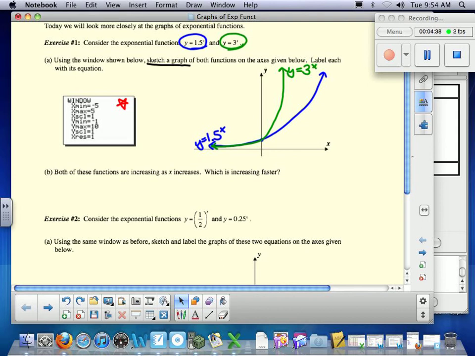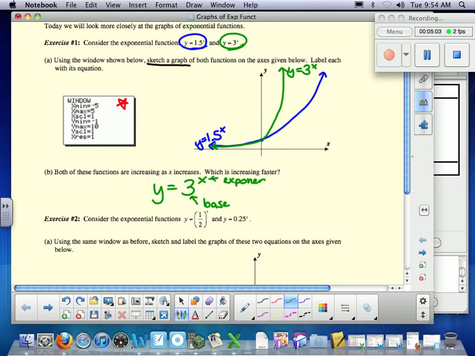So both of these functions are increasing as x increases. Which is increasing faster? Our y equals 3 to the x. It's increasing faster. Now just real quick, 3 is called the base and the x is the exponent. We talked about that yesterday, but just to be sure we've got that vocabulary.